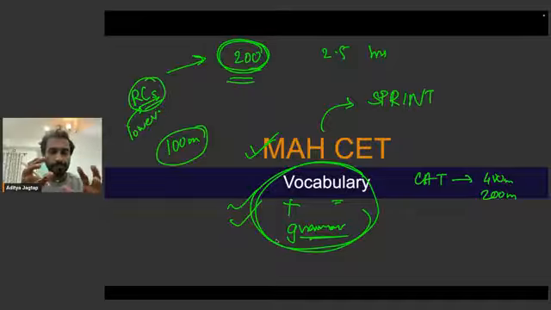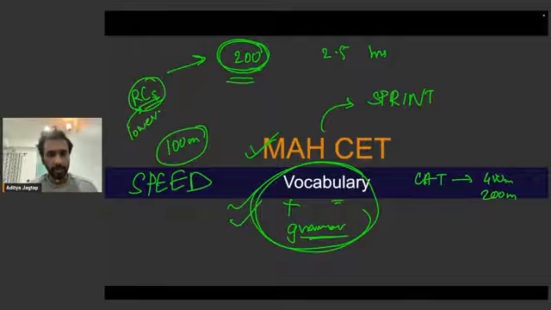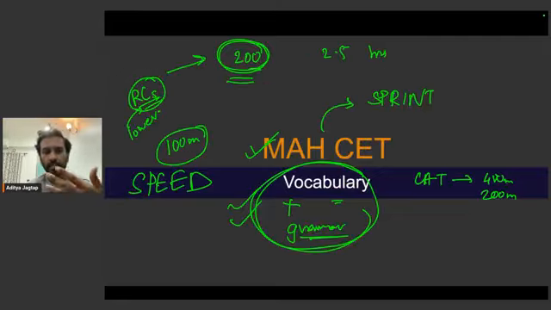So in short, to talk about the level of difficulty of the exam compared to Snap, it's an easier paper, but we are tested on speed, right? Purely on speed, I would say. At least from the verbal point of view, you're tested purely on speed. Not so much the level of difficulty of the question. We acted on an impulse: momentary, momentous, memorable, meritorious. The other questions are also previous year questions and of similar level of difficulty, you'll notice. So what you're tested on is speed. For speed, you need to practice.